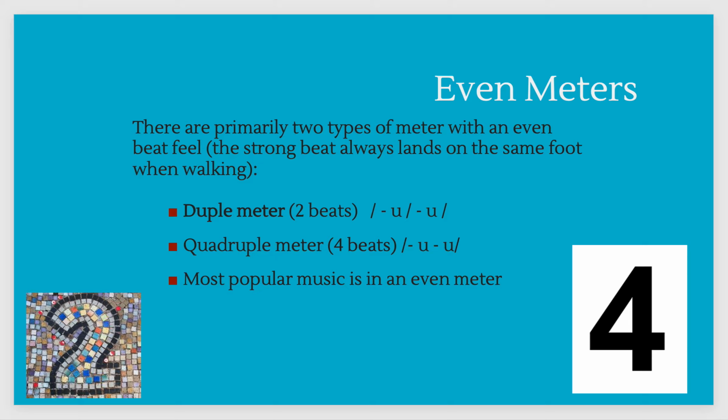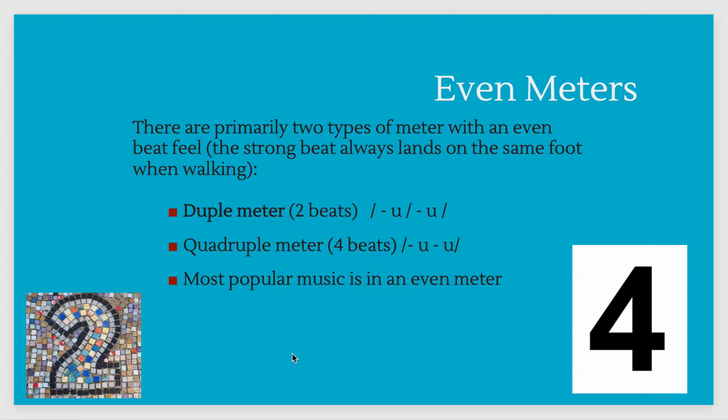Examples of even meter are either duple meter, which is where it's strong, weak, strong, weak, strong, weak, or quadruple meter, where the first beat's the strongest and the third beat's the next strongest. So 1, 2, 3, 4, 1, 2, 3, 4 versus 1, 2, 1, 2.